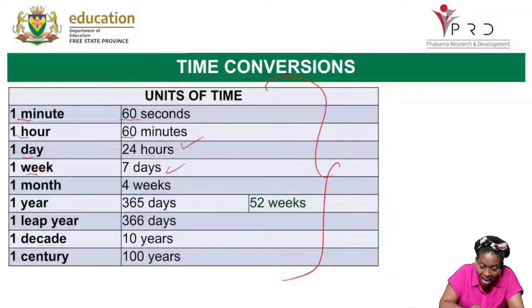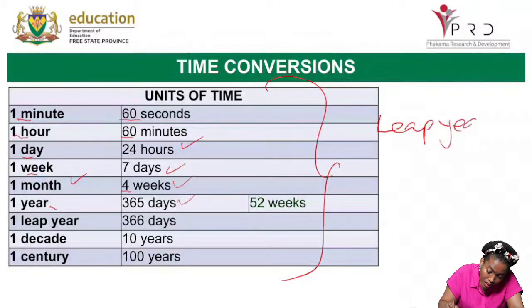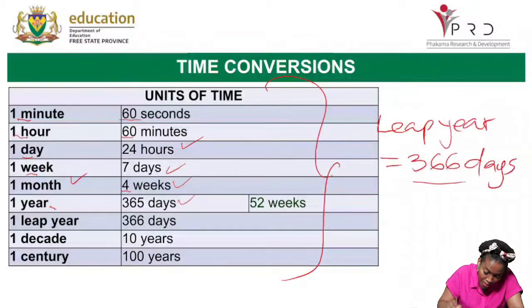a month, in Mestlit we work with a month that is equivalent to 4 weeks, but we know it can be more than that. And then a year is equivalent to 365 days. You must know that if it is a leap year, this would mean that we've got 366 days.